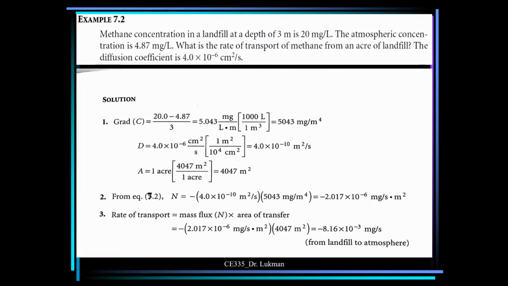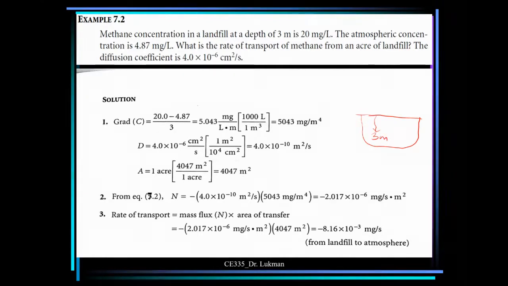Okay, the concentration at a depth of, let's say, you have a landfill. Let's say this is the landfill, and at a depth of 3 meters. Let's say this is 3 meters. Can you see the slides? Yes, doctor. Okay, good.